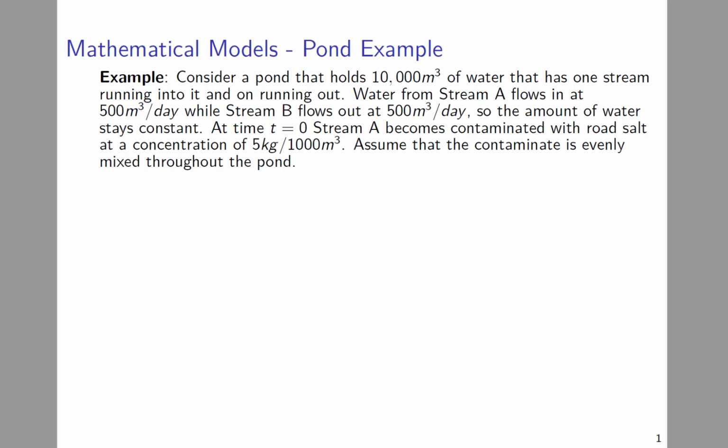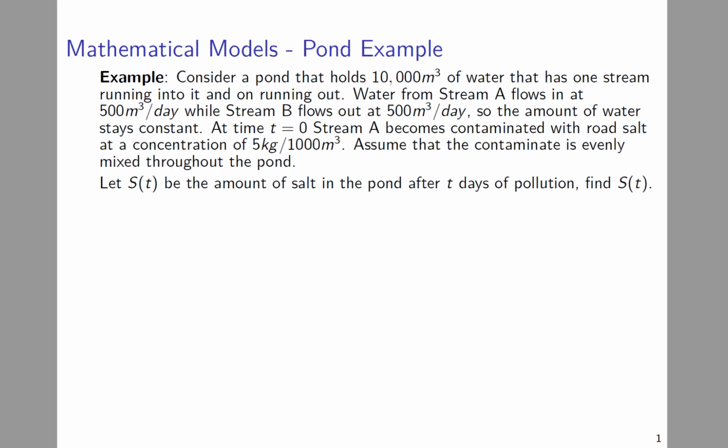At time t equals 0, stream A becomes contaminated with road salt at a concentration of 5 kilograms per 1,000 cubic meters. If we assume that the contaminant is evenly mixed throughout the pool, we want to let S be the amount of salt in the pond after t days of pollution and find the function S of t.